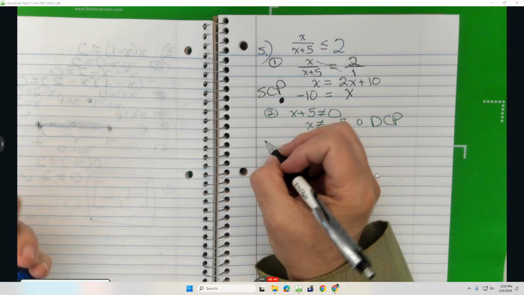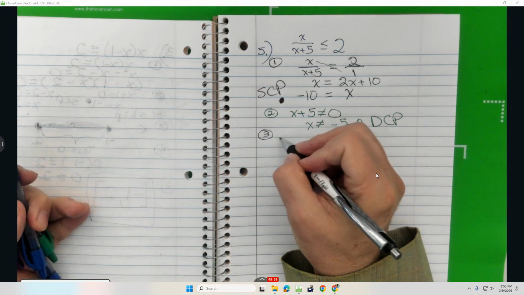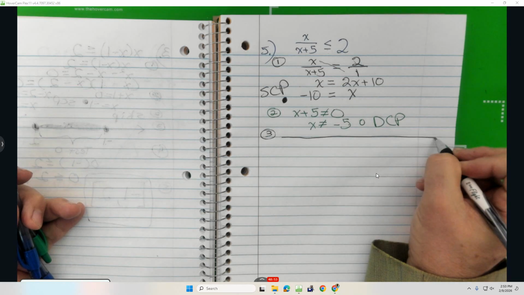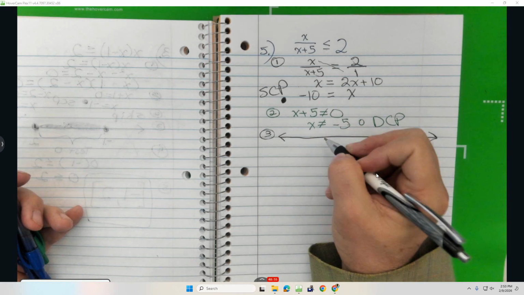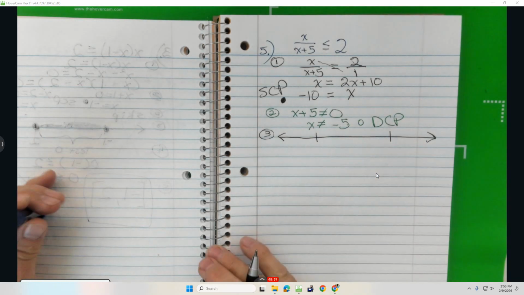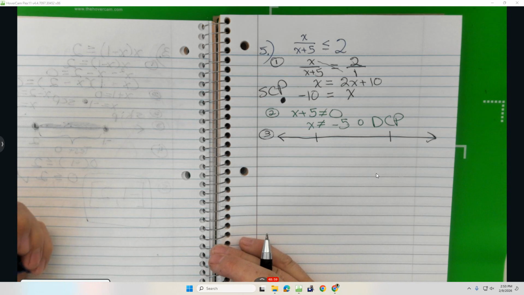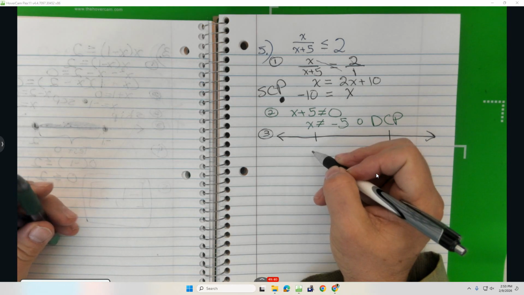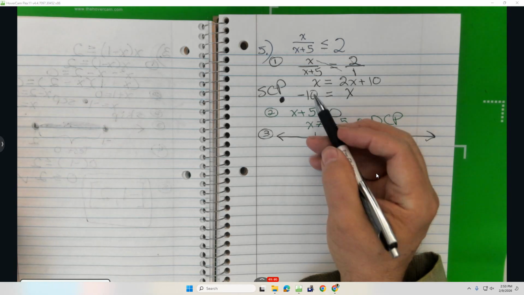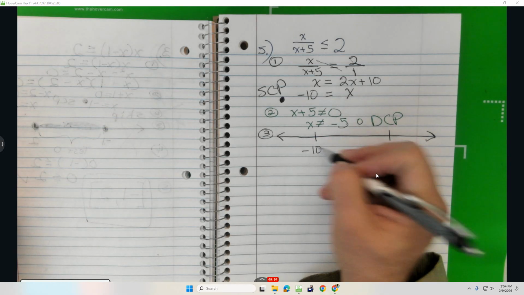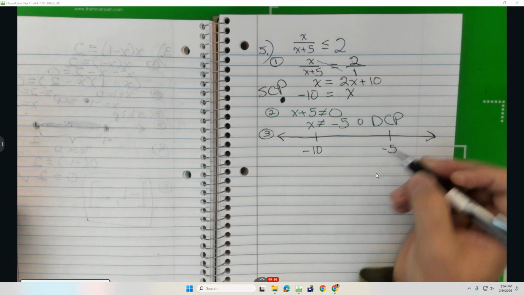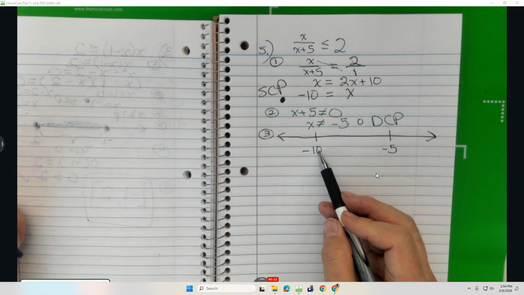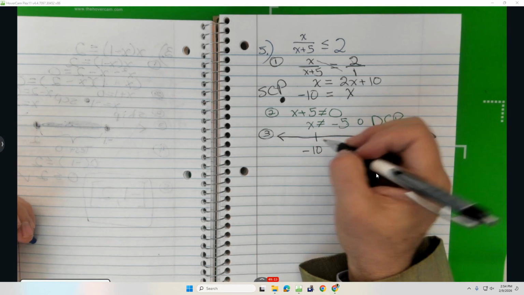Third step, we draw our number line, and we have 2 cut points, there and there. Label them in numerical order. Which one will I label first? Negative 10 is smaller than negative 5. Negative 10, we said we'd label with a closed circle.